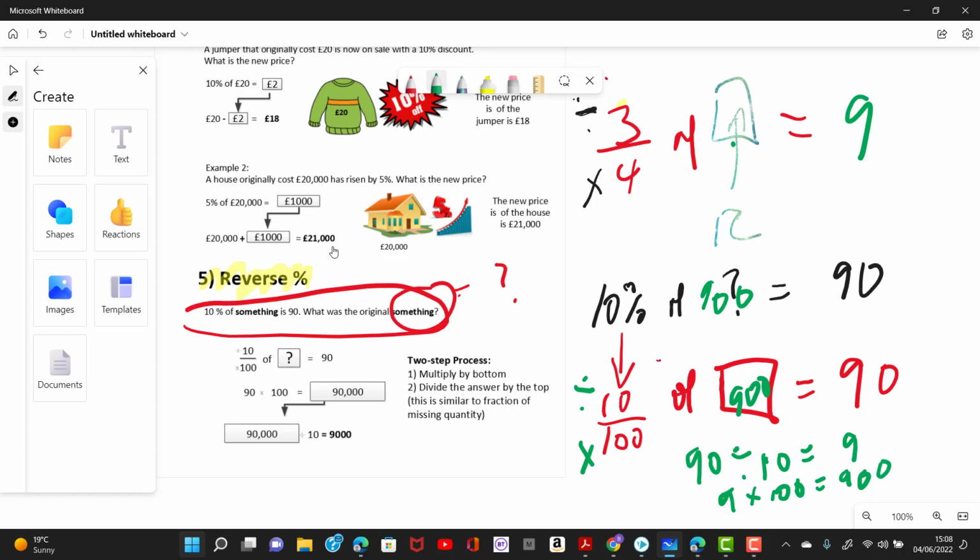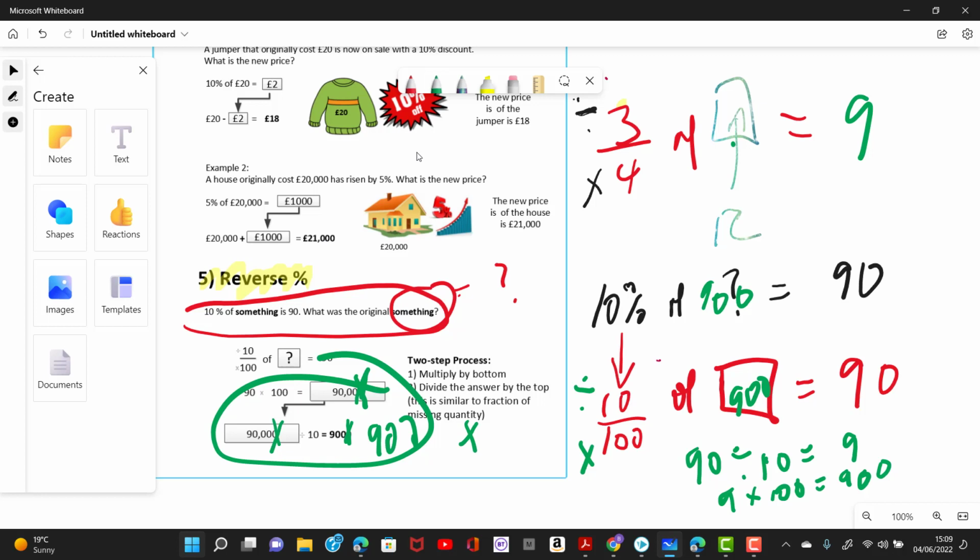I think the book has a wrong calculation here. 10% of something is 90, so you did 90 times 100. It says 90,000, but it should be 9,000, and 9,000 divided by 10 should be 900. So we'll ask the publisher to change it in the next edition. That's wrong here, but follow this and you should be fine.